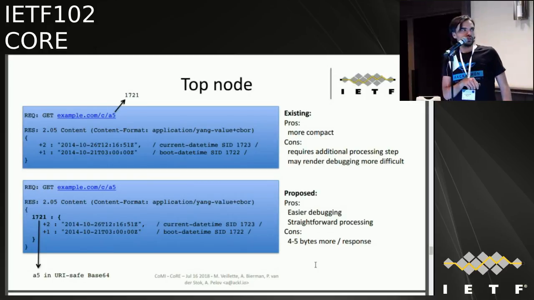The other point is that it is easier to debug, and maybe a little bit more straightforward to process, given that we'll be losing around 4 or 5 bytes just to add this explicitly in the payload.